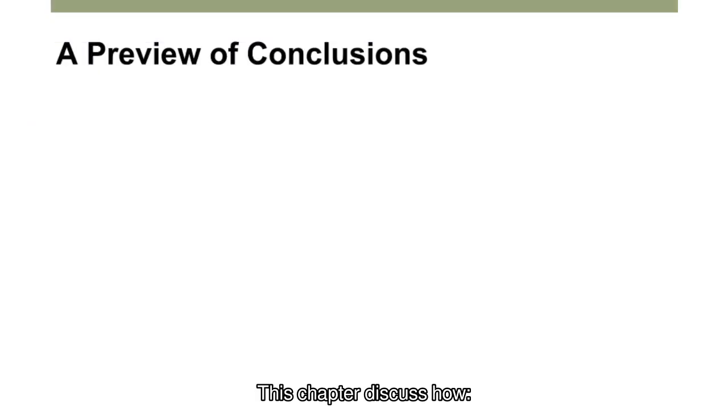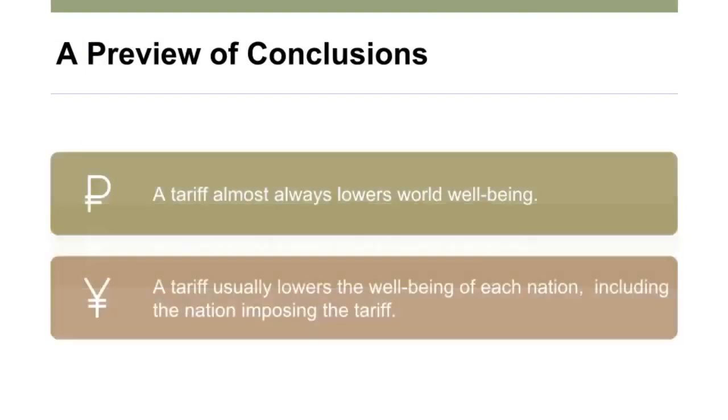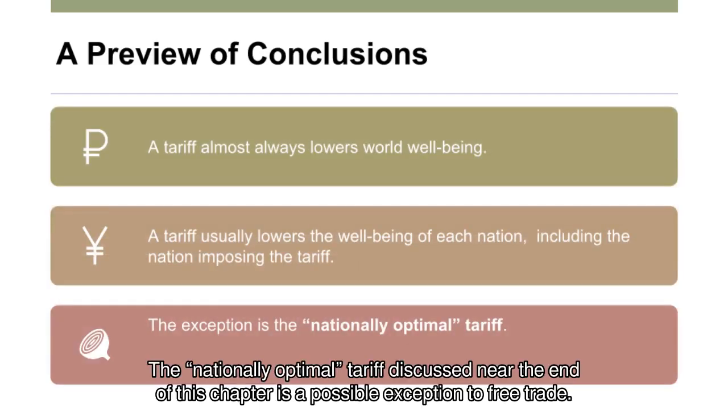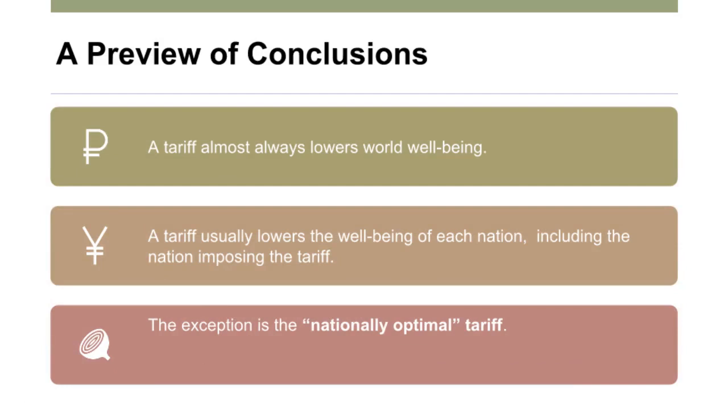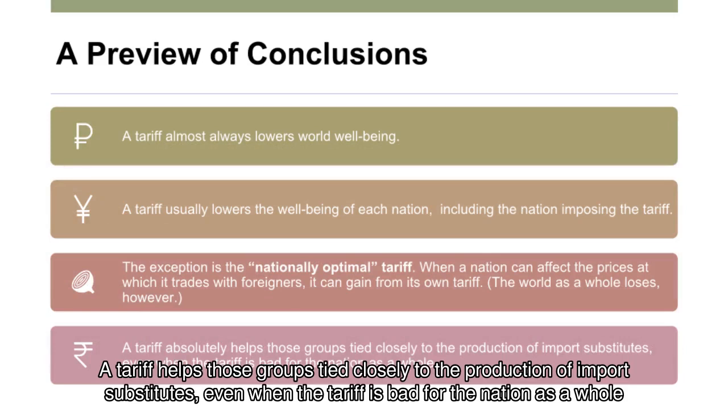This chapter discusses how a tariff always lowers world well-being. A tariff lowers the well-being of each nation, including the nation imposing the tariff. The nationally optimal tariff discussed near the end of this chapter is a possible exception to free trade. When a nation can affect the prices at which it trades with foreigners, it can gain from its own tariff and the world as a whole loses. A tariff helps those groups tied closely to the production of import substitutes, even when the tariff is bad for the nation as a whole.